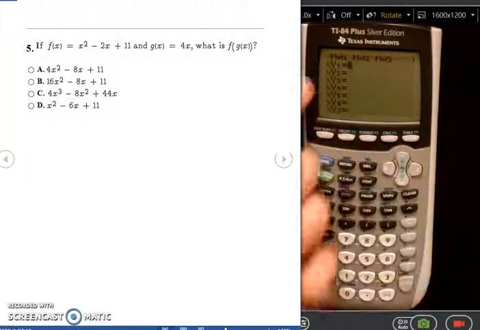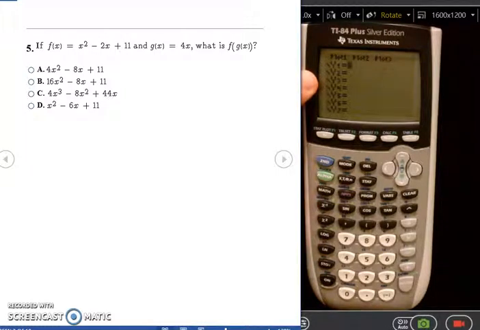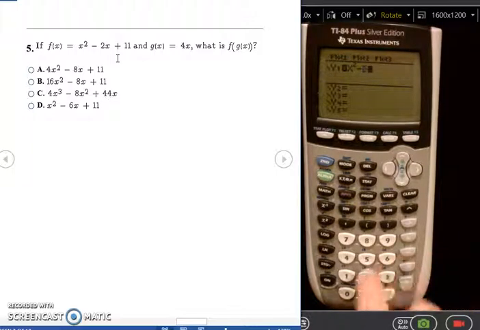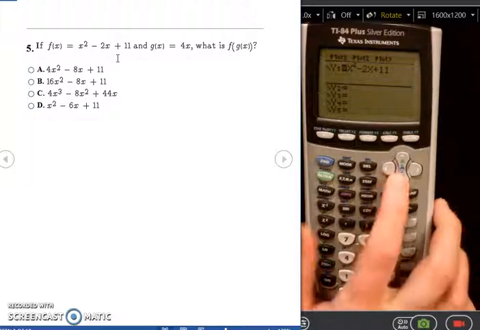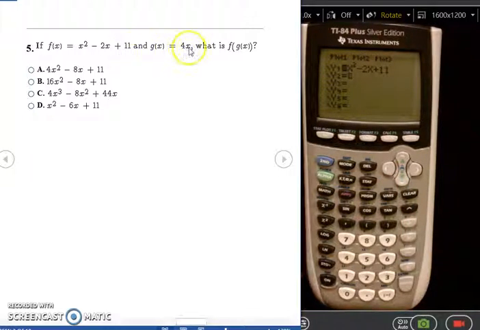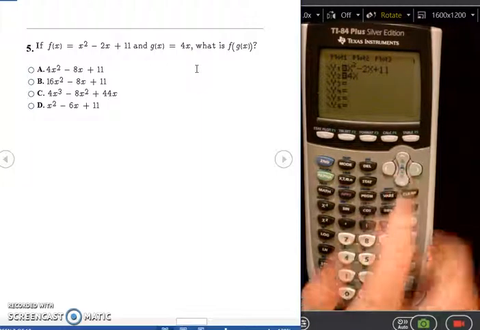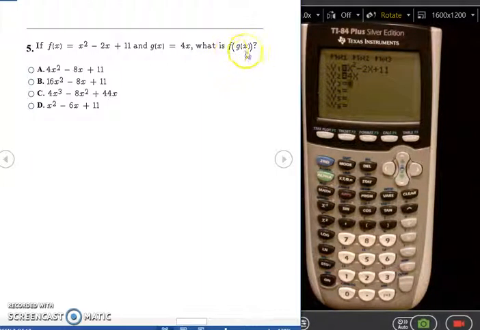I'm going to start with y1, and I'm going to type in what f of x is for y1. So it's going to be x squared minus 2x plus 11. And then y2, I'm going to put in what g of x is, which is 4x. And then y3, I'm going to put in the composition.